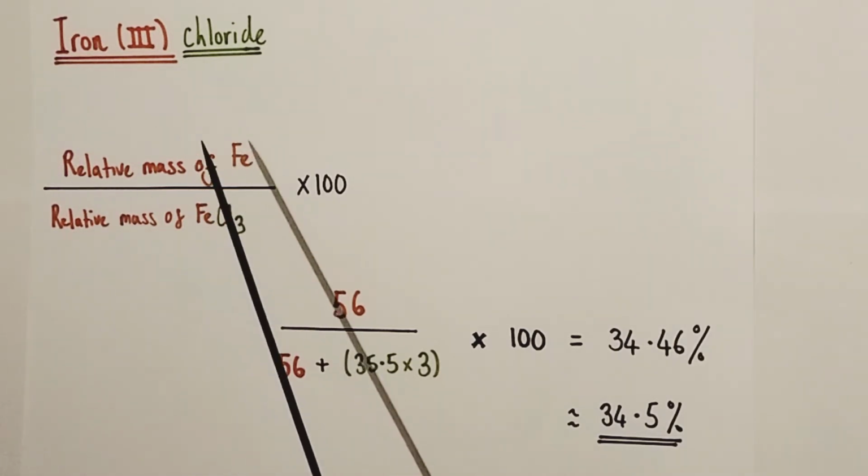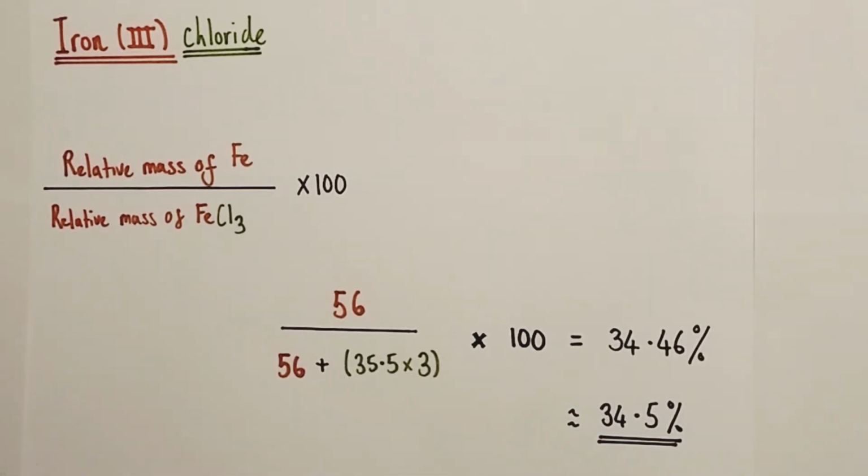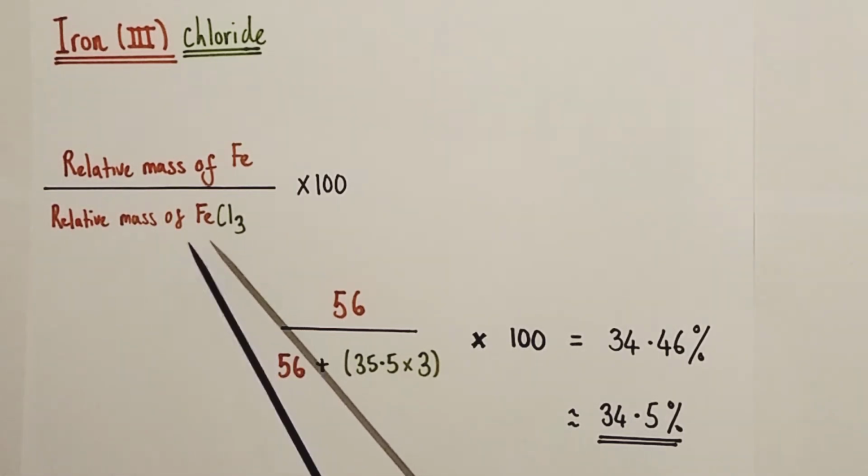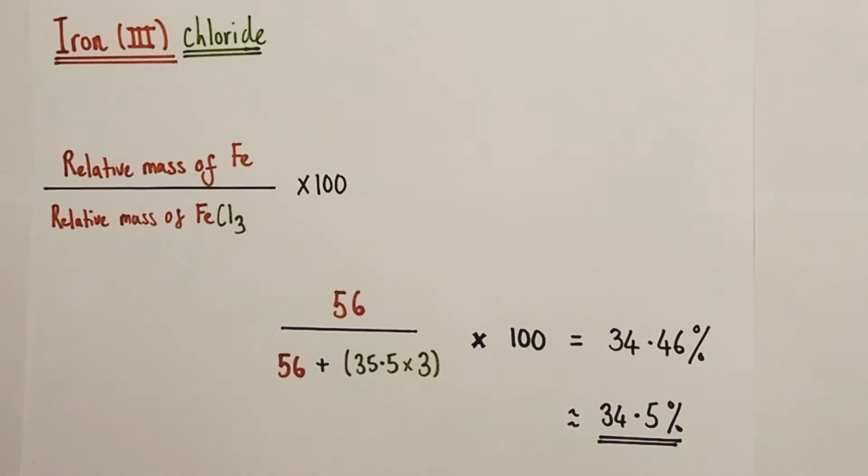We take the relative mass of iron, which would be the mass number from the periodic table for iron, and divide it by the relative mass for iron(III) chloride with this formula FeCl3. That would be the relative formula mass of that compound, which I'll show you how to calculate shortly. We then multiply by 100 to convert our value into a percentage. So that calculation would involve us taking 56, which is the mass number of iron, divided by the relative formula mass of iron(III) chloride, which would be 56 plus 35.5 times 3 for the 3 chlorines that make up the formula of iron(III) chloride, multiplied by 100 to convert to a percentage.